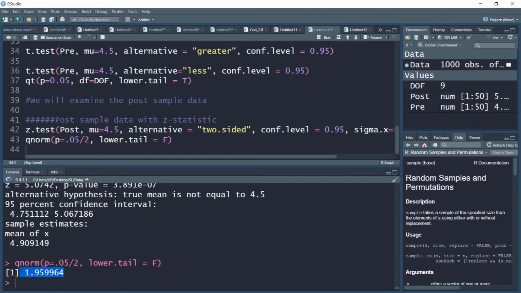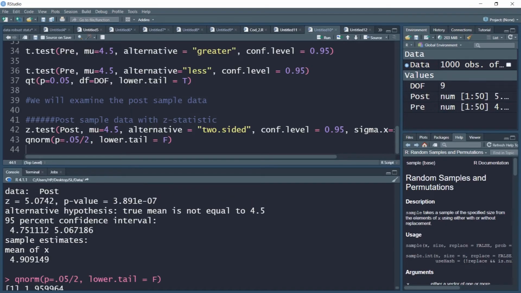Now let us compare this 1.96 critical value with the test z value, which is 5.07, which is considerably large. This indicates that we can reject the null with a lot of confidence, and that means that the population mean is different from 4.5. It is not equal to 4.5. Even without going to the critical value, we can infer that from the p-value as well, where the p-value is very small, indicating a very high amount of significance and a lot of confidence at which we can reject the null.